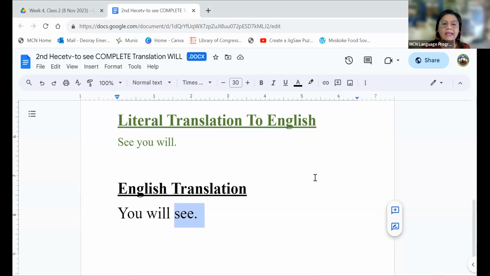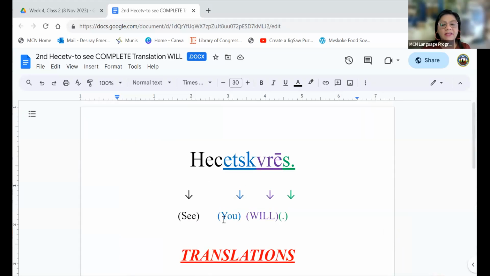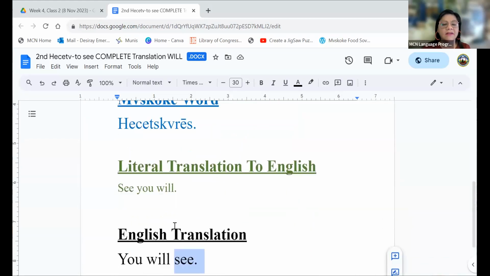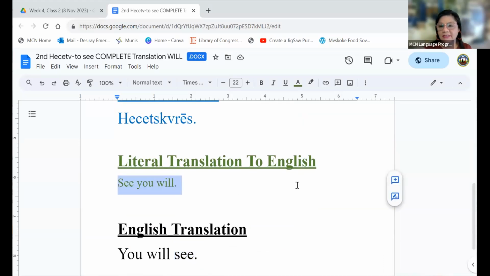All right. And again, that's the same thing again right here. See, you will is the literal translation. So you know exactly what this is saying. So if somebody asks you, and you know how to translate and you conjugate, you can say, okay, this is what it literally says: see, you will. But if you want to have it translated to English, you can put, you will see.